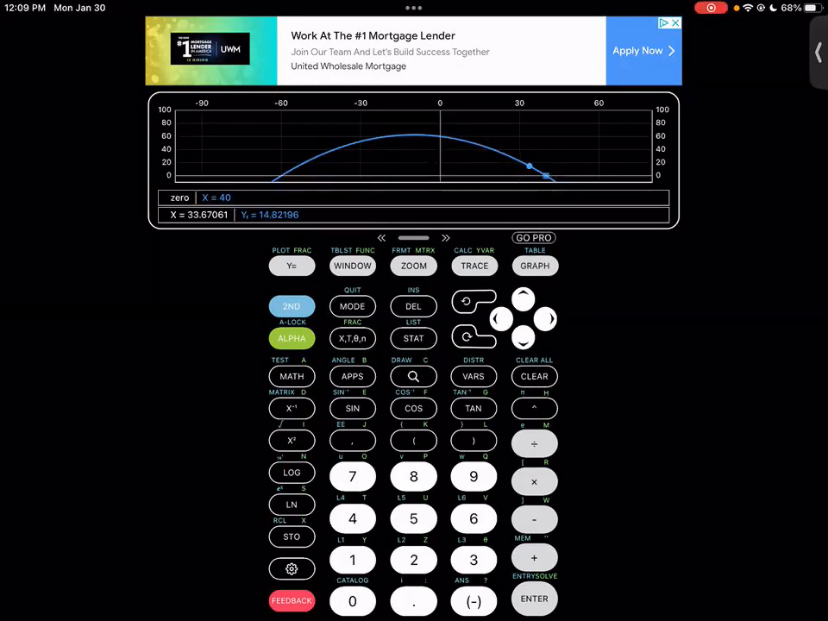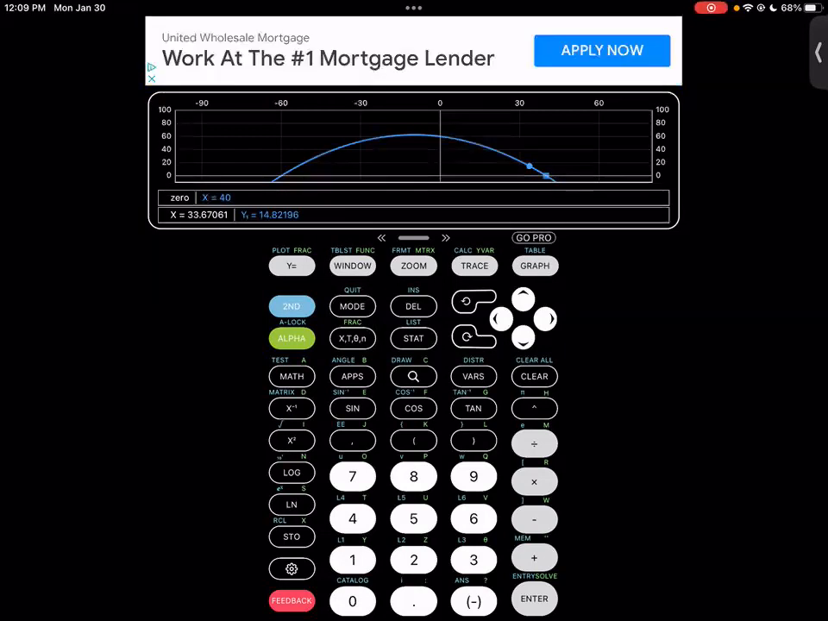So you just kind of play around with it. It's not important. I just show you how to play around with the graph. It's not going to affect you if you don't know how to graph, right? Because we're going to use math anyway.